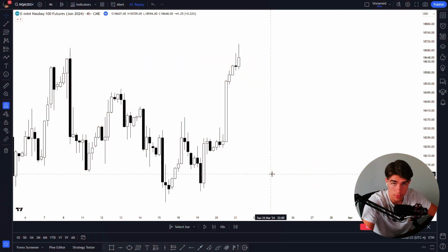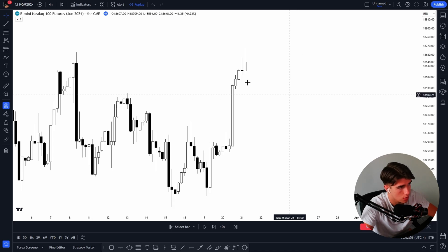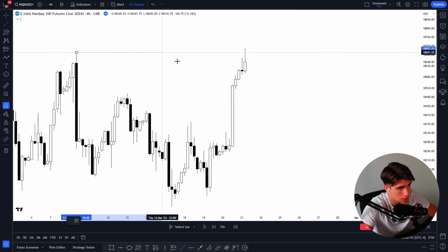Majority of my higher time frame analysis is going to be on the 4-hour, 1-hour, and 15-minute time frame. I actually spend very little time analyzing the daily and weekly chart, simply because I'm trading a 1 to 5 minute time frame, so it doesn't make sense to me to spend the majority of my time on a daily time frame.